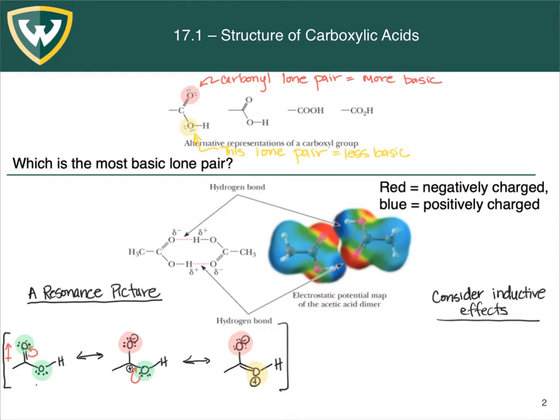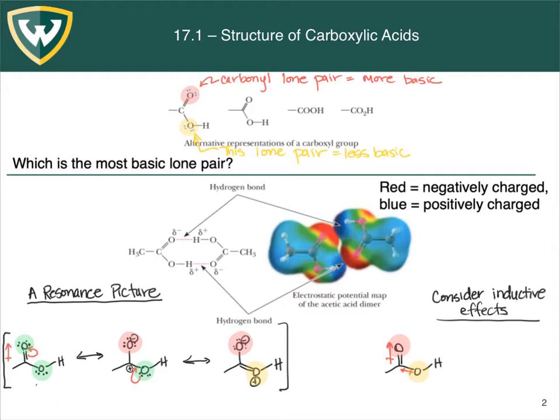and that's going to make it more basic. Another way to interpret this is that the carbonyl has a significant inductive withdrawing effect, and it's going to pull electron density away from this oxygen atom through the sigma bond. And so that's going to make the top oxygen more negative and the other oxygen more positive, or really less negative.